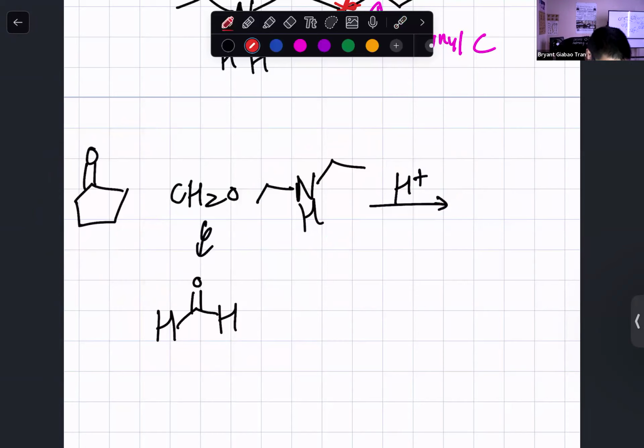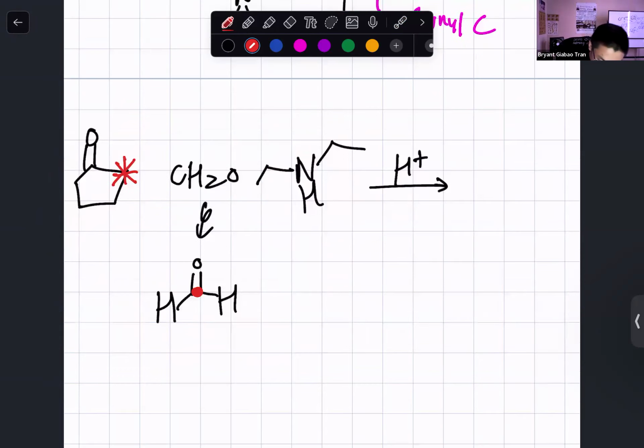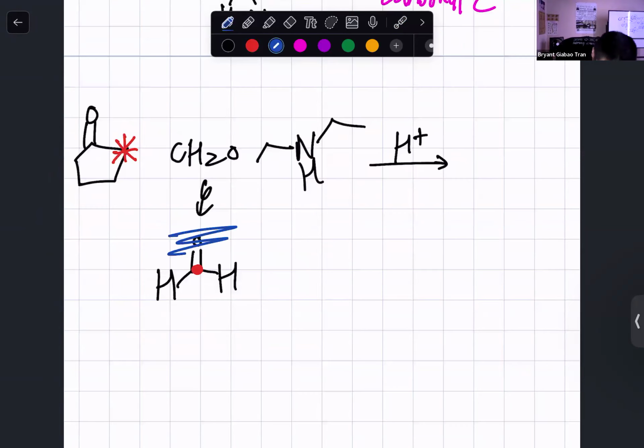At the less reactive carbonyl, star the alpha carbon. That's going to be your nucleophile. At the more reactive carbonyl, dot the carbonyl carbon, right? That's going to be your electrophile. The carbonyl is going to disappear. The carbon double bond oxygen is going to disappear in the product, right?